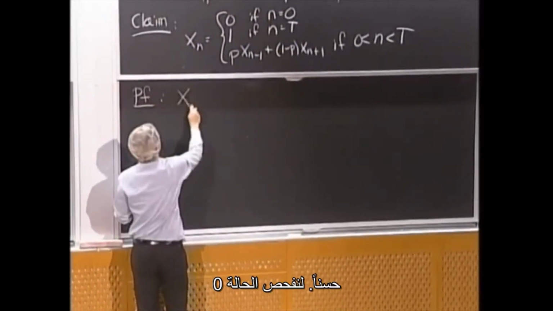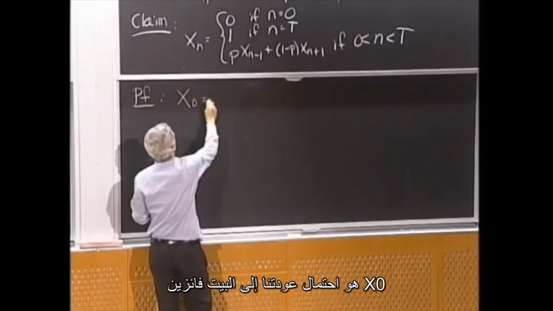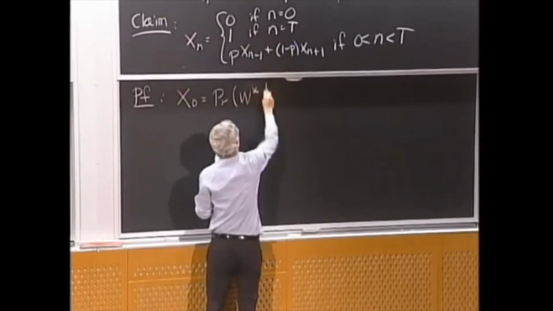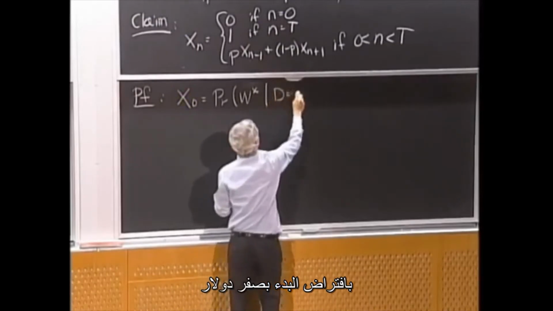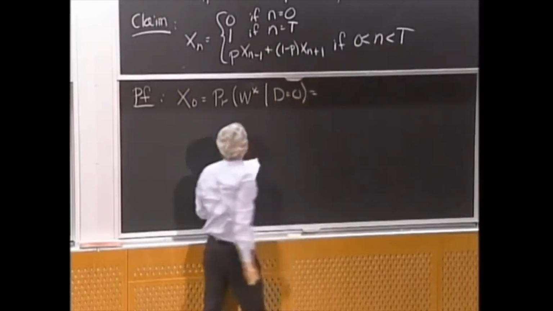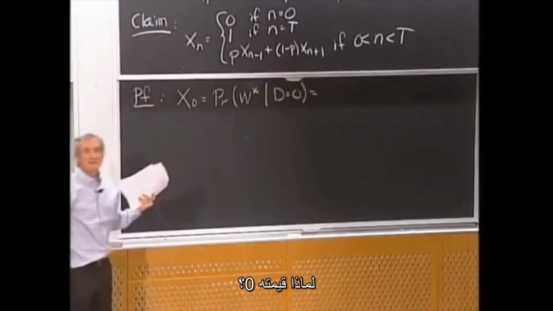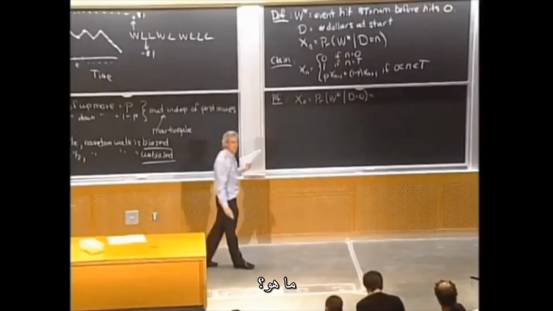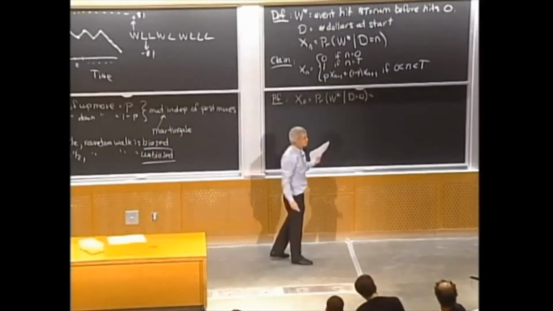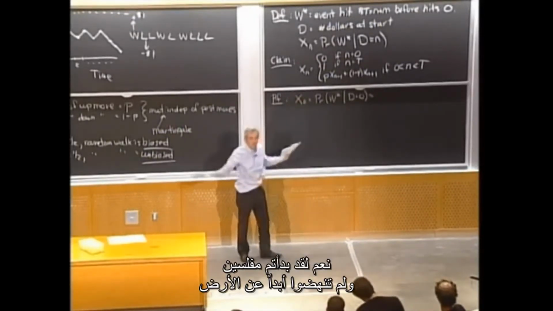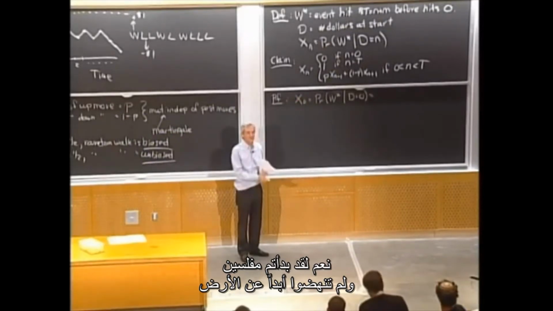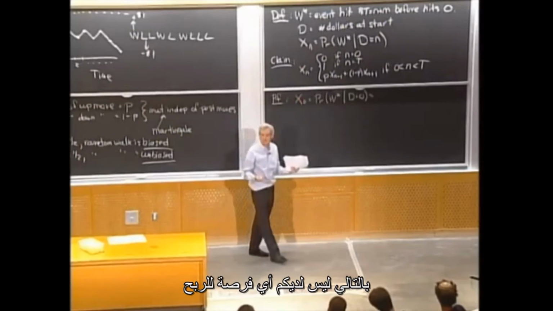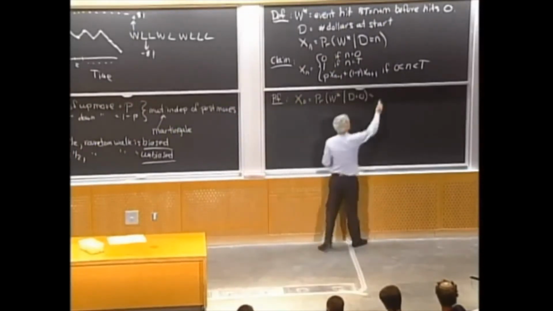OK, so let's check the 0 case. x0 is the probability we go home a winner given we started with $0. All right, why is that 0? Yeah, you started broke. You never get off the ground because you quit as soon as you have $0. So you have no chance to win because you're broke to start.